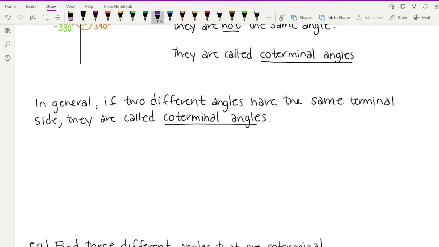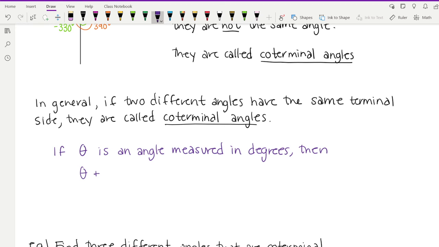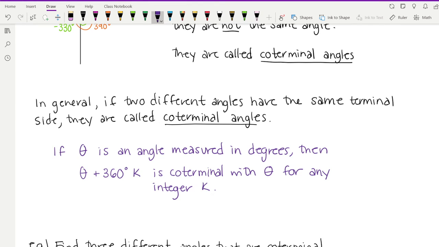So in general, if theta, remember theta is our Greek letter to represent an angle, is an angle measured in degrees, then if you take the angle theta and you add 360 degrees times k, and I'll explain what k means in a second, that is coterminal with theta for any integer k. So an integer is a whole number, positive or negative. All this is saying is basically if you have an angle, let's say you have the angle 30 degrees like we did, you can take 30 and add any multiple of 360 to that angle, and that will give you a coterminal angle.